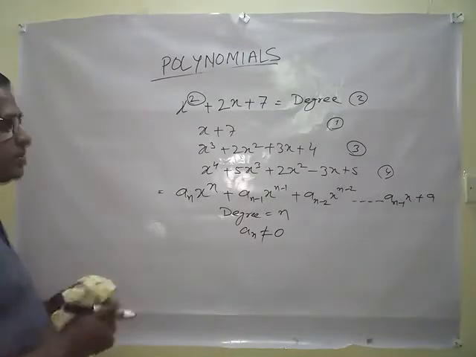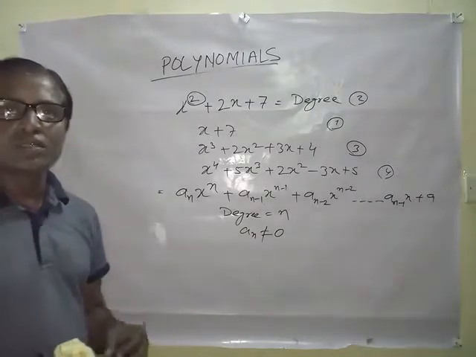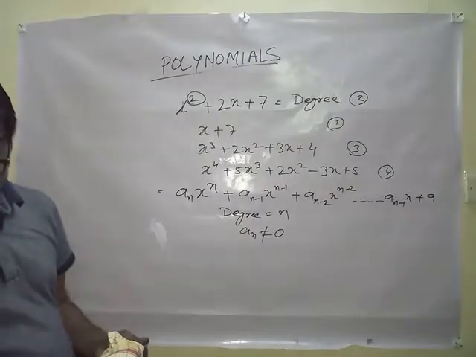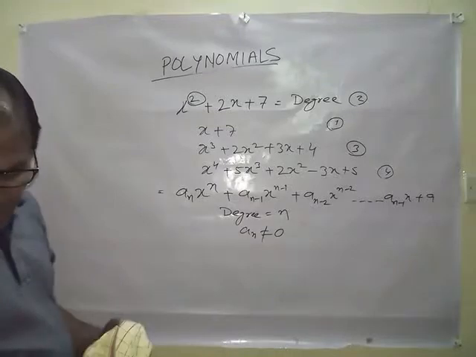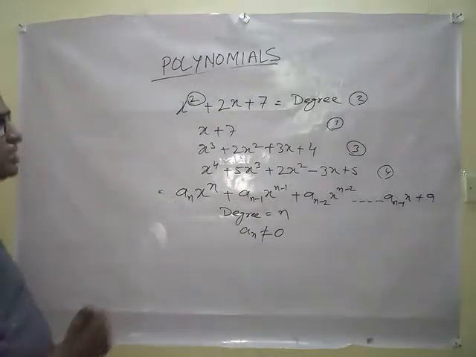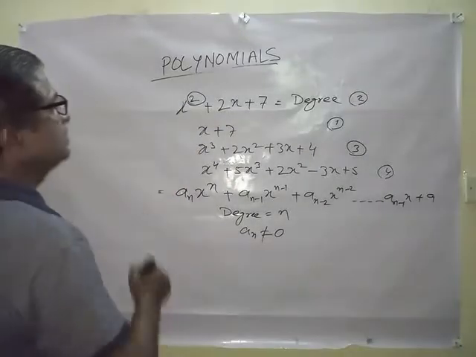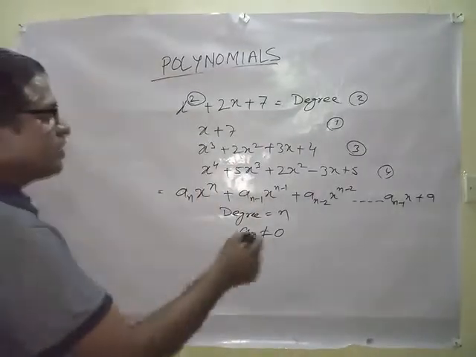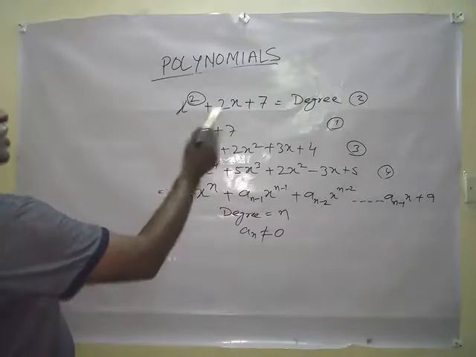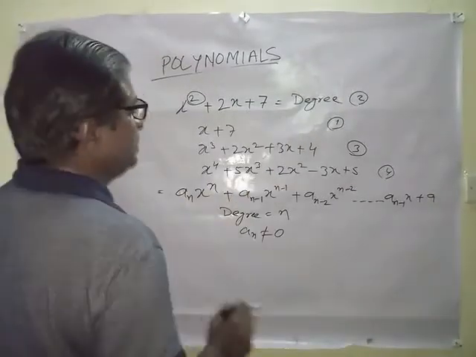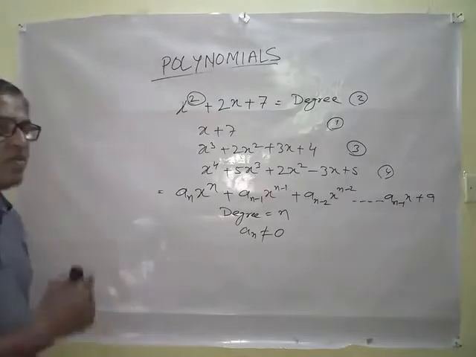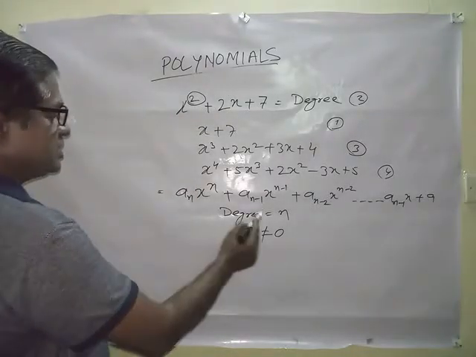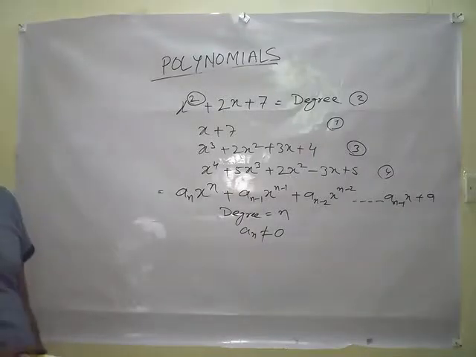So just remember: number one, the number of terms; number two, we have seen the coefficient; number three, we have seen the degree. So far we have dealt with polynomial equations with one variable. Yes, a polynomial equation can happen with two variables also, and that is what it is.